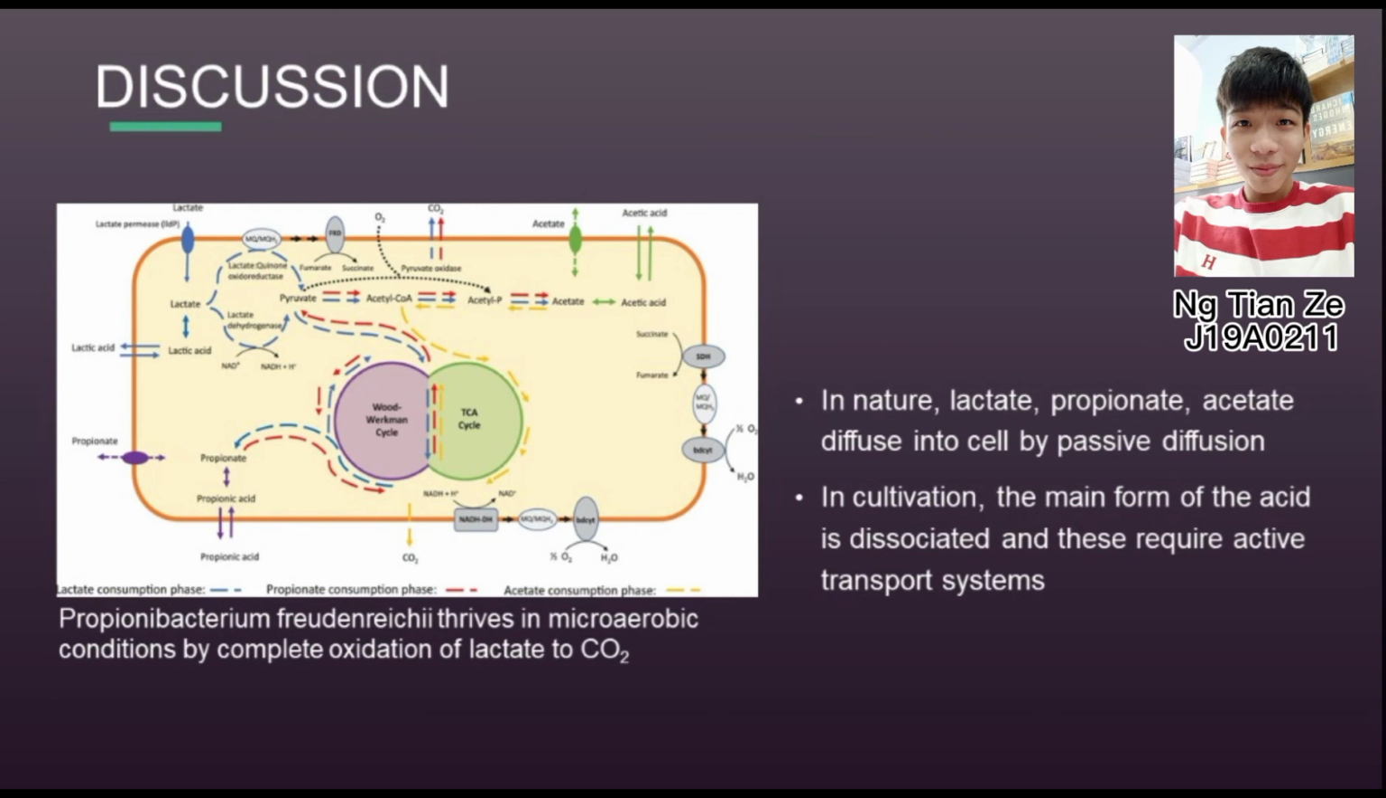Lactate is metabolized in three phases: the lactate consumption phase, the propionate consumption phase, and the acetate consumption phase. In the lactate consumption phase, lactate is metabolized to propionate and acetate. In the propionate consumption phase, the propionate switch occurs and the produced propionate is metabolized to acetate. In the acetate consumption phase, the acetate switch occurs and acetate is metabolized to carbon dioxide.